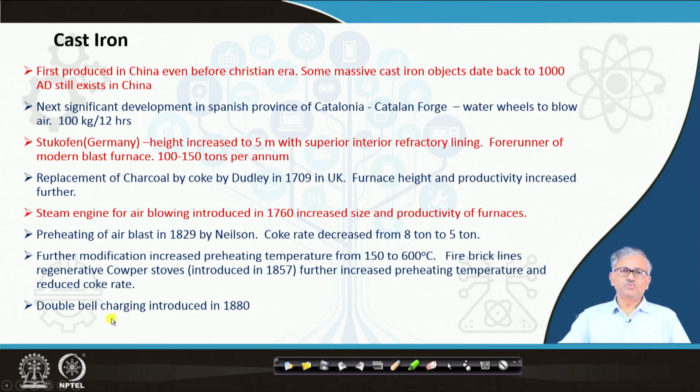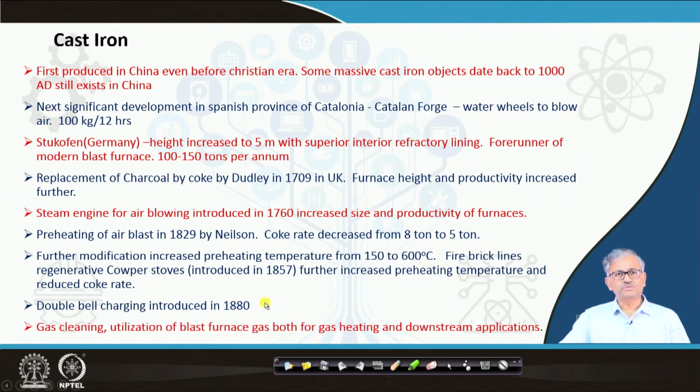And then came double bell charging in 1880. Double bell charging is a charging system. We understood the importance of the charging system. Otherwise, it was polluting the atmosphere, because where you are charging, the gas can escape through that, so a lot of pollution will be there. Once the double bell charging comes, you can restrict the gas leakage through the charging. So from a pollution point of view, it was very good, and also from the burden distribution point of view.